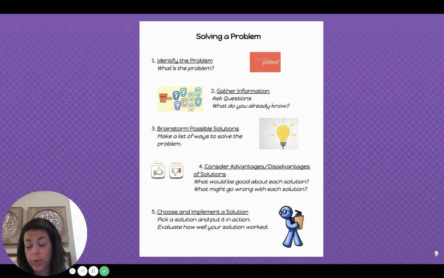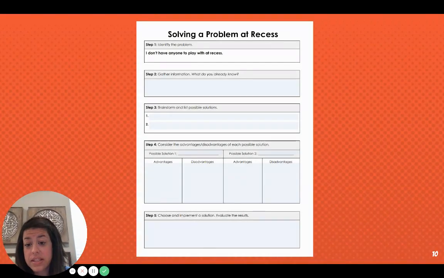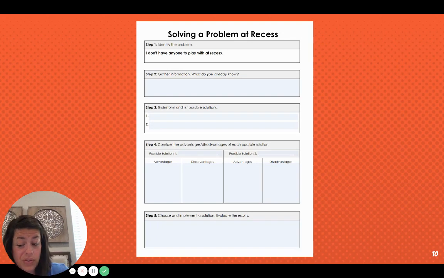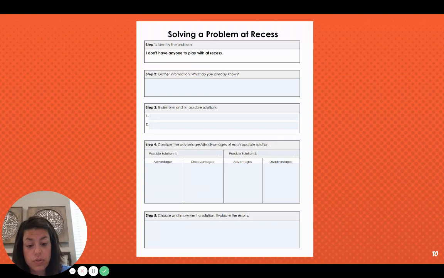So I'm going to go through an example with you. So this is what you're going to be doing. You're going to be talking about solving a problem at recess. And so your problem is, I don't have anyone to play with at recess. And you're going to go through the different steps. You're going to gather your information. You're going to brainstorm 2 possible solutions. You're going to tell me the good things and the bad things for each of those solutions. And then you're going to tell me what solution you picked and, like, what ended up happening at the end.